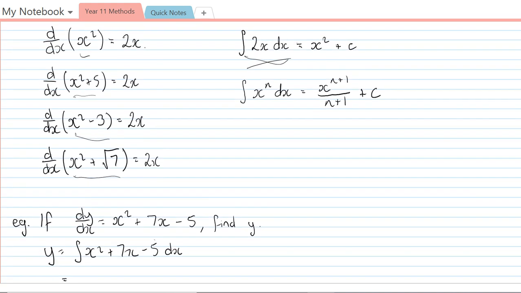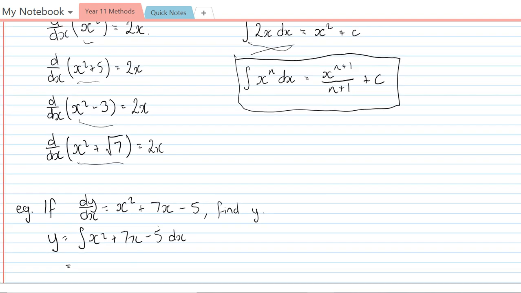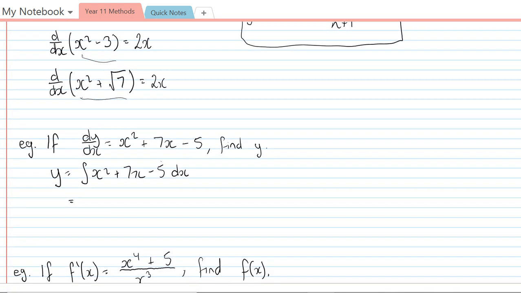So if I come back down to this problem now, I can apply this rule right here and figure out what the answer is going to be. Notice that the power and the number that's being divided by will always match up. So x squared is going to become x cubed over 3.